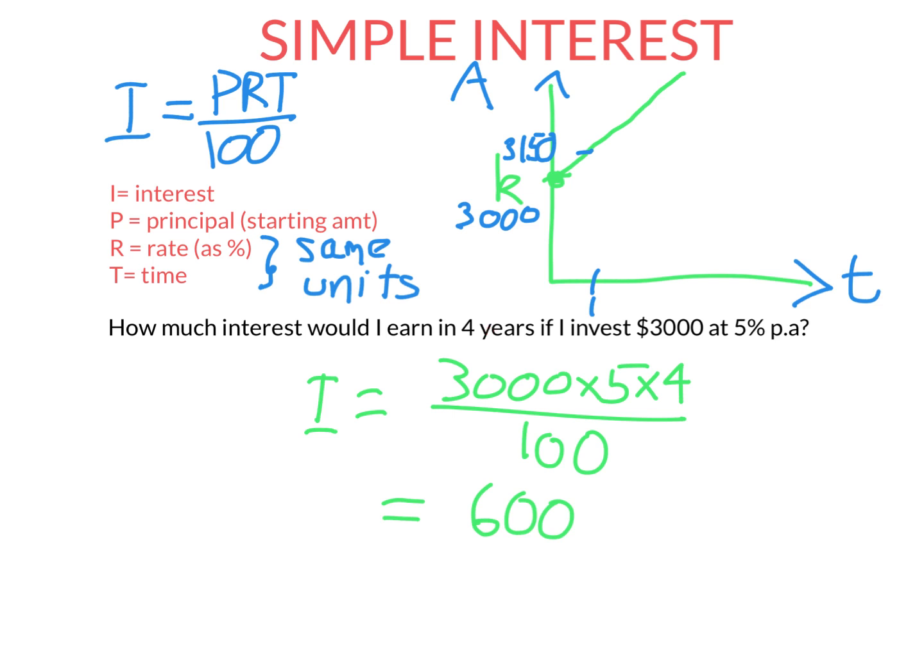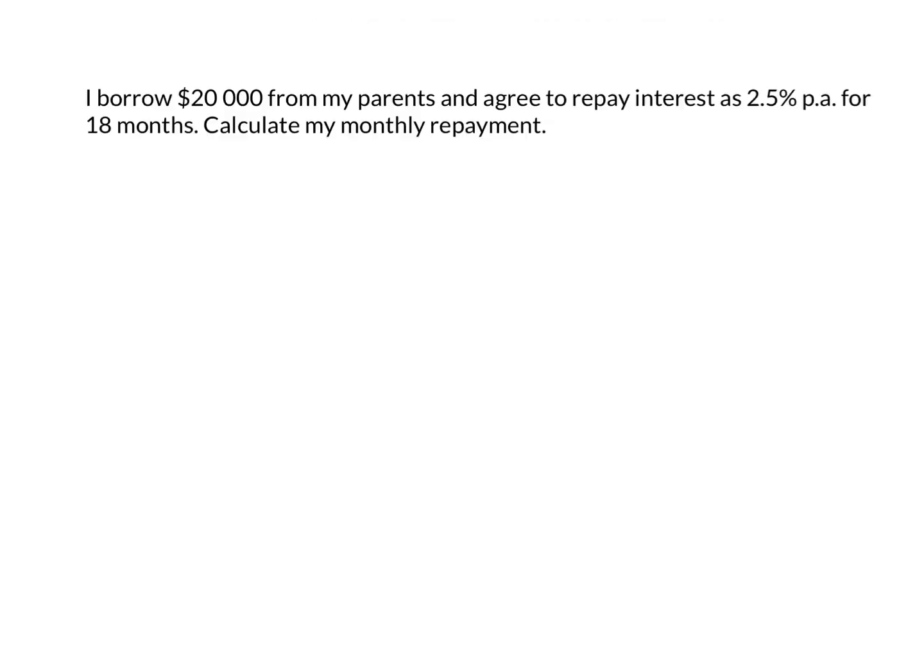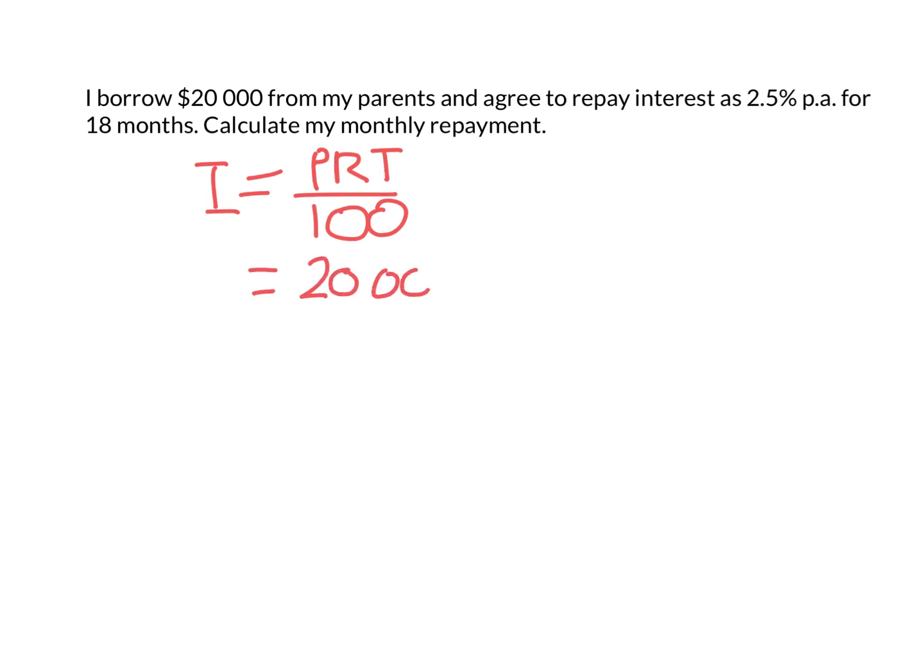All right, let's look now at an example where we're borrowing money. So let's say I borrow $20,000 from my parents, agree to pay interest as 2.5% per annum over 18 months, calculate my monthly repayment. So whether you're investing or borrowing, our calculation is the same. We're going to use I equals PRT over 100. We first need to calculate how much interest I need to repay. So the amount of interest I need to repay is principal, $20,000, times the rate as a percent, which is 2.5, now times T.